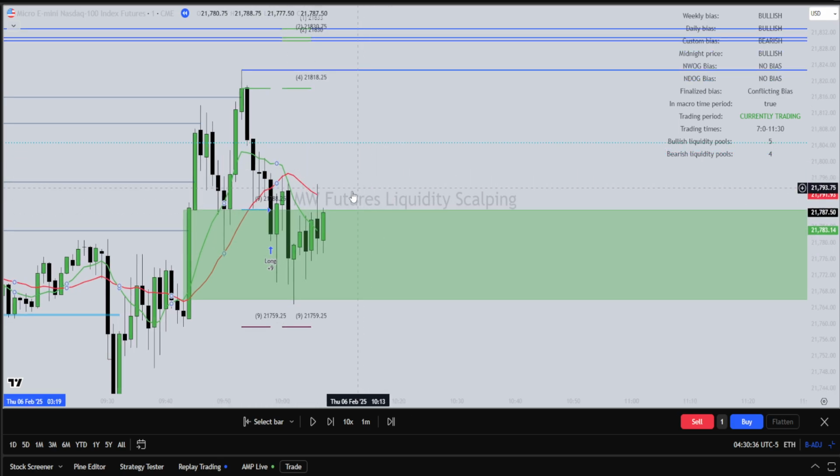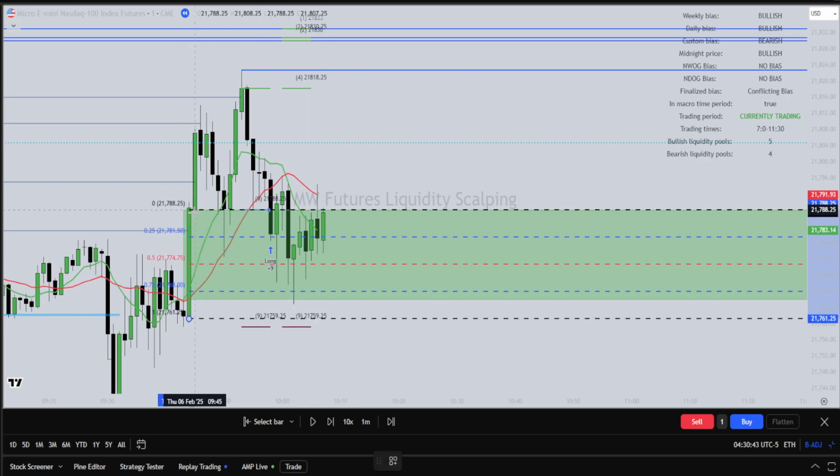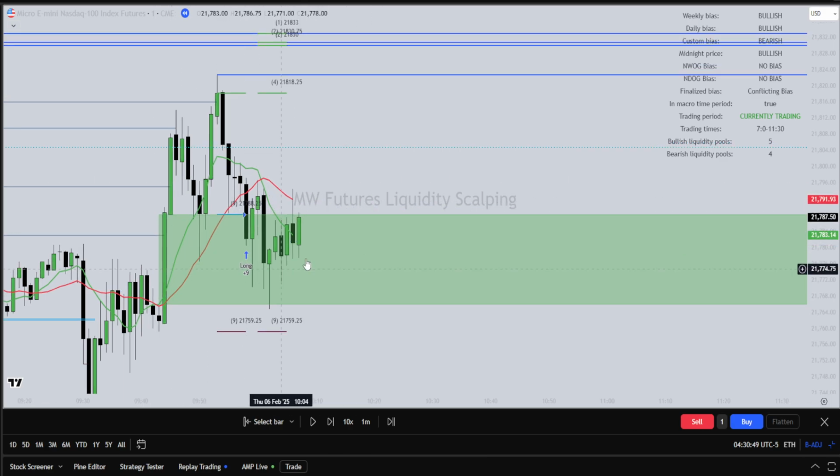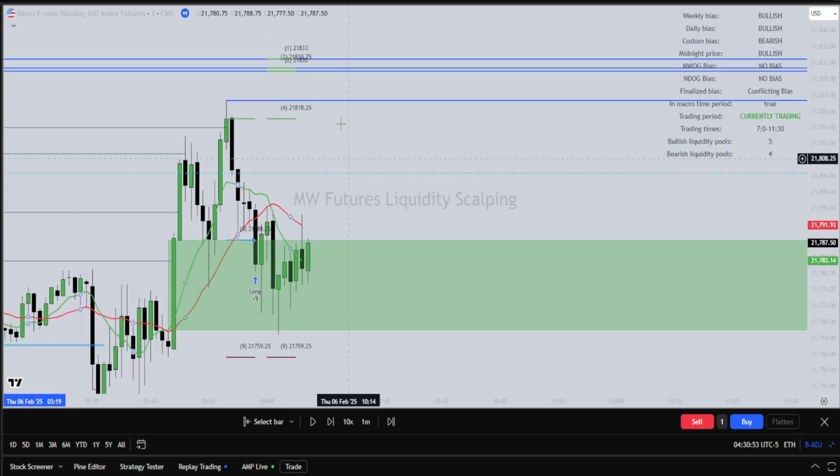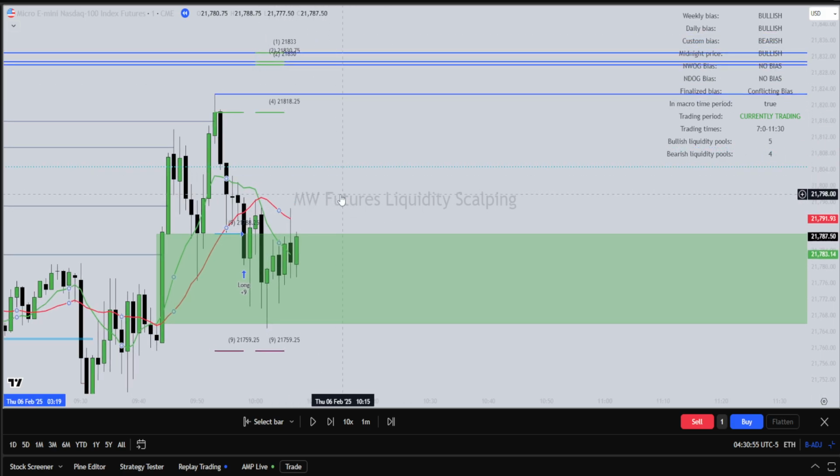I was like, okay, we still did not really close in that lower quadrant. We are relatively respecting consequent encroachment. As you can see, we never close below consequent encroachment of the fair value gap. So I was still convinced that we will go up, and my algorithm as well.